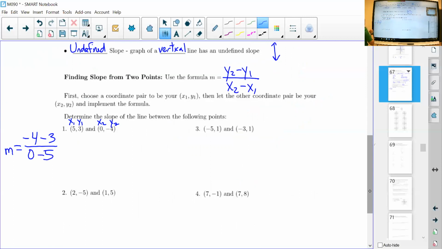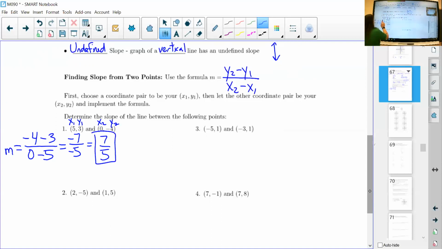It's okay to have a 0 in the denominator because I'm still crunching numbers. -4 minus 3 is -7. 0 minus 5 is -5. So that turns into 7/5 because the negatives can cancel away. Slope is always a fraction. We're never going to use mixed numbers for slope. I would never turn this into 1 2/5. This slope is 7/5. We leave it alone.